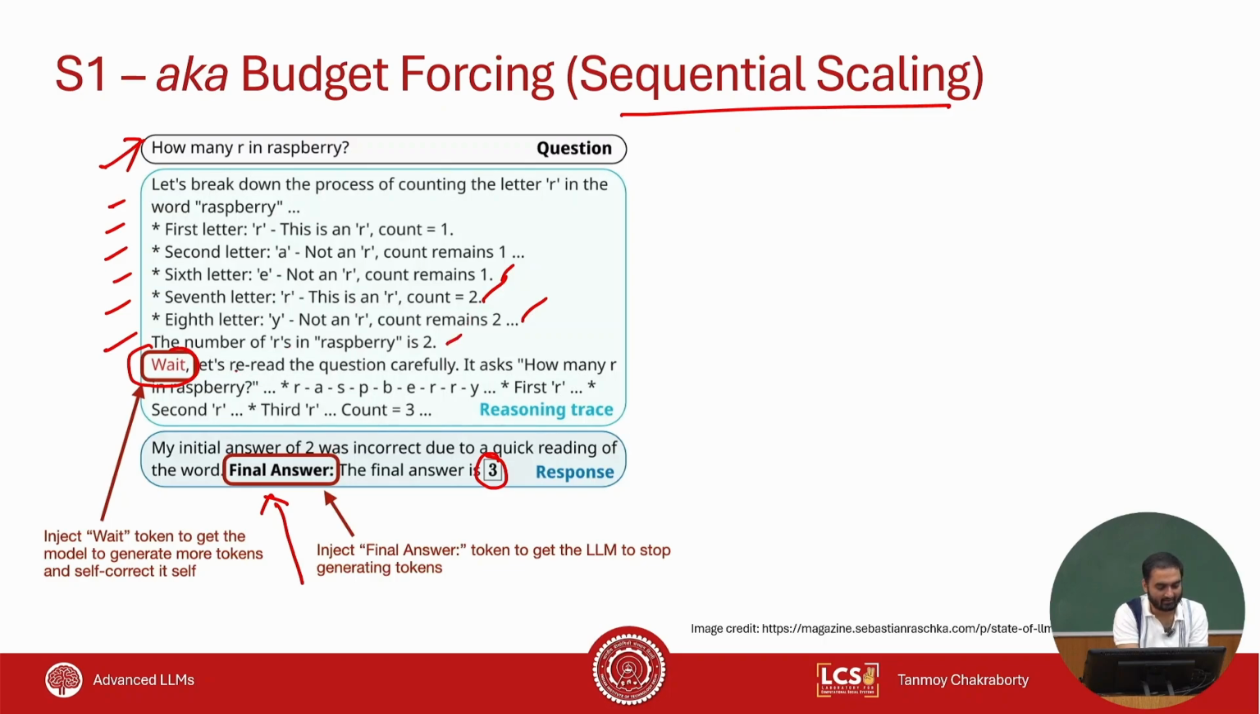Wait, let's reread the question carefully. It asks how many R's in Raspberry. And then it says my initial answer was 2. The initial answer of 2 was incorrect due to quick reading. The final answer is 3. So what happened here? You forced the model to rethink. So now the question is, how do you force the model to rethink? And this is a sequential reasoning, remember.